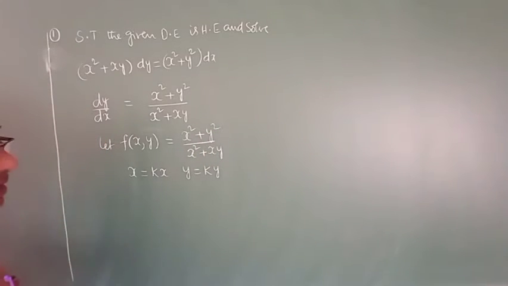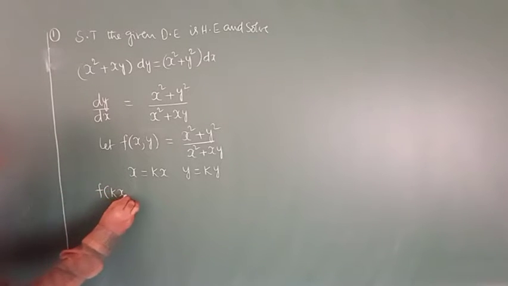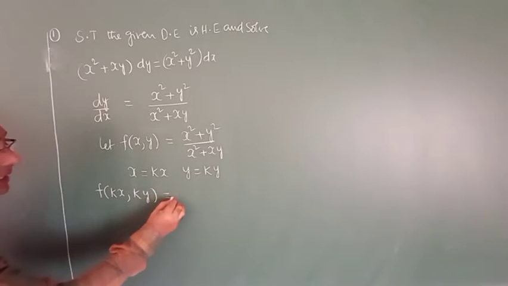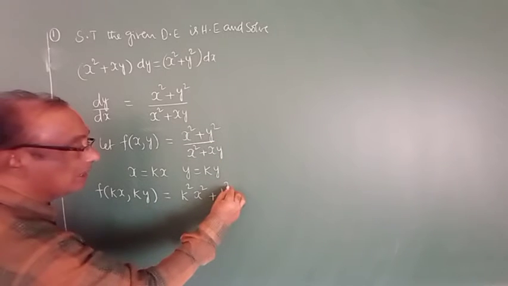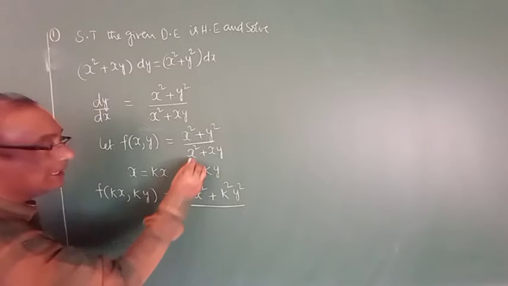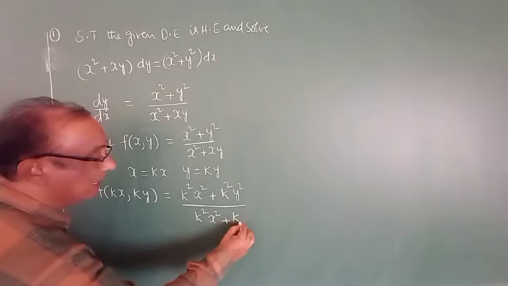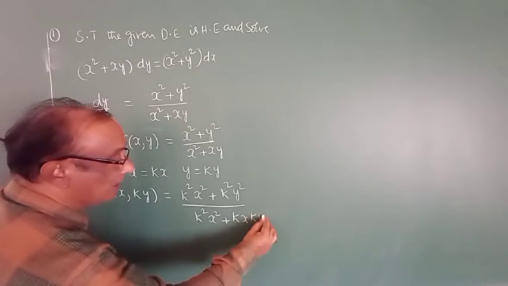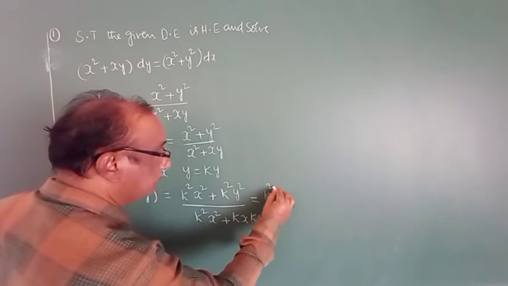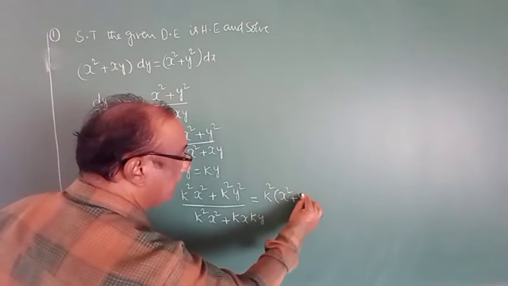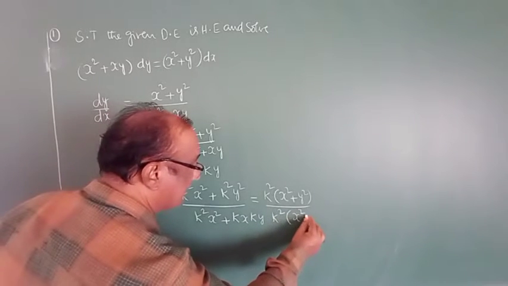Okay? So everyone, substitute kx in place of x and ky in place of y. In the numerator we get k square x square plus k square y square. In the denominator, k square x square plus kx times ky. Now we can take k square common: k square into x square plus y square, and in the denominator also k square common, x square plus xy.